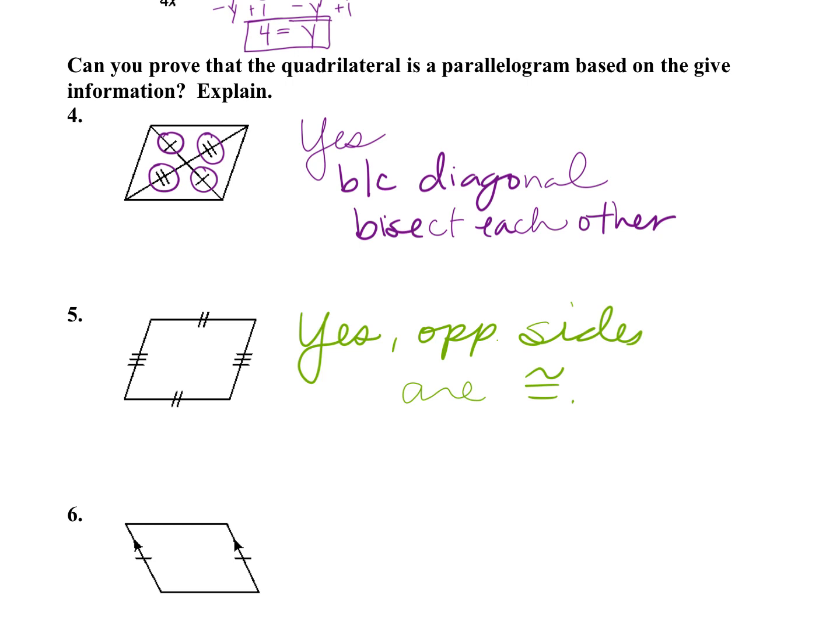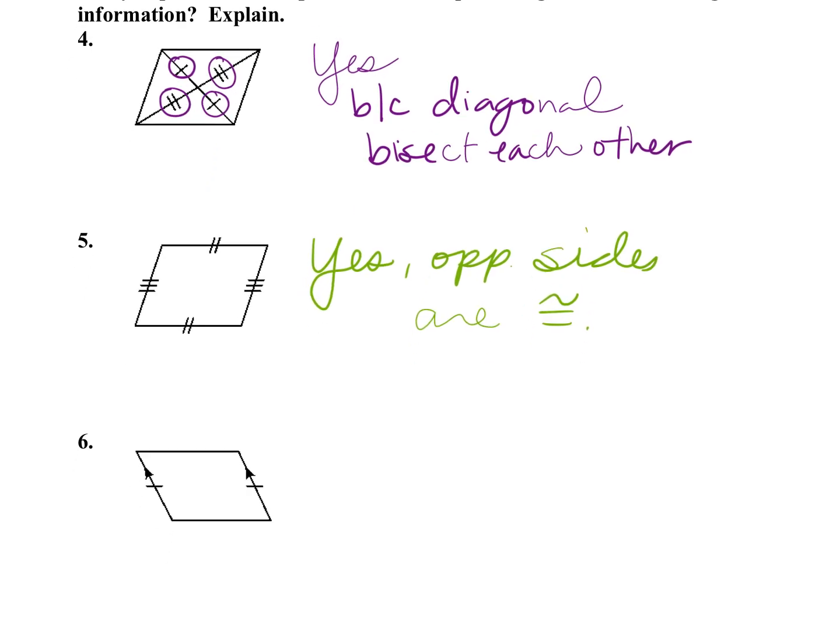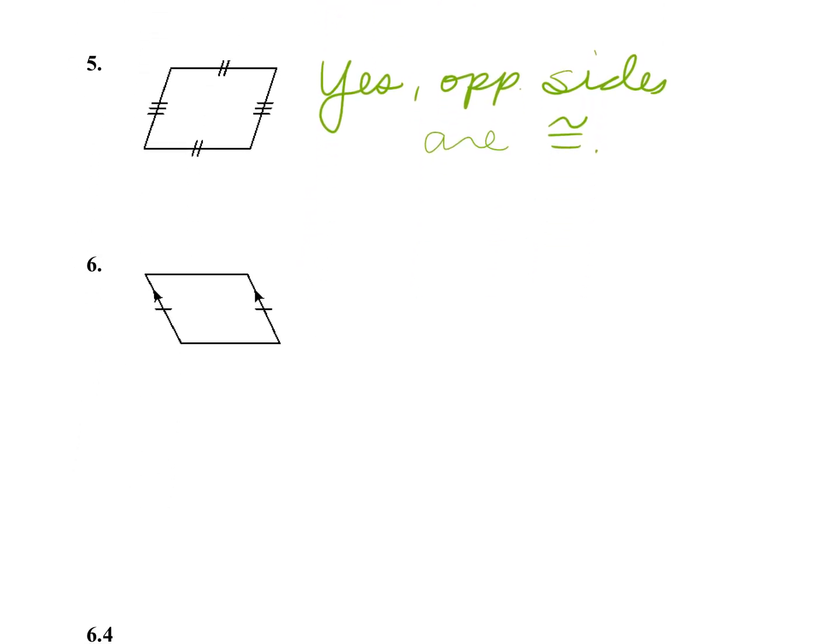How about number 6? No, it doesn't show. The top and the bottom aren't congruent. But if you look back to your notes, we learned 5 ways, right? One of the things that we said is true is if one pair of sides is parallel and congruent, it has to be a parallelogram. So this is actually a yes.